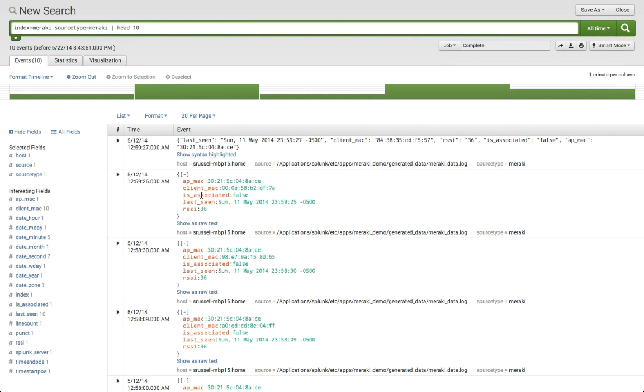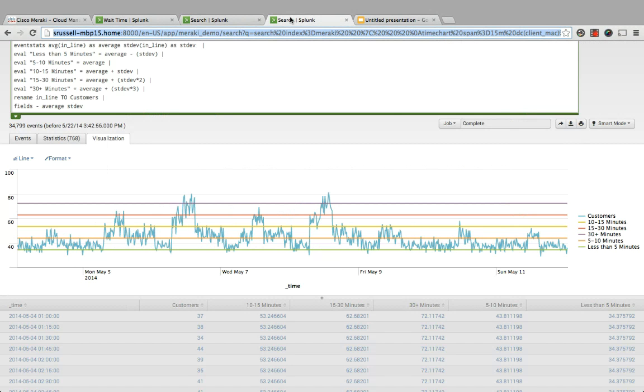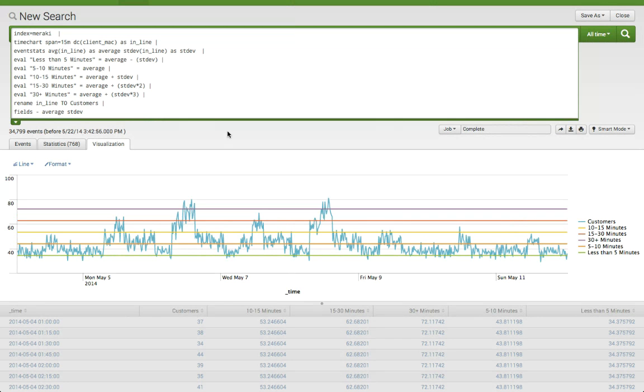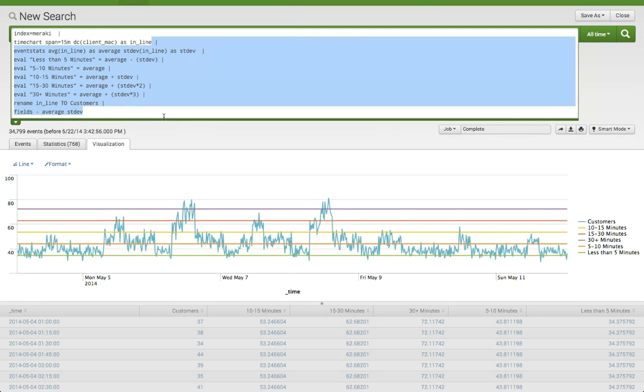So again, this is the raw data, and the things that really matter here are the client MAC and the timestamp, basically. And this is the final search that we saw on the first screen. This is it with the query. So I'm going to break it out kind of line by line here.